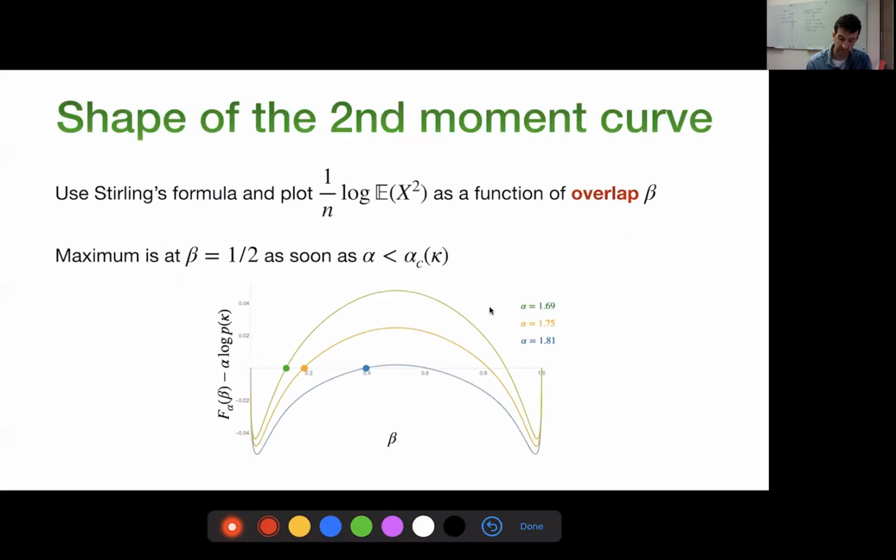This is showing the second moment works in a picture. This is the plot of 1/m log expected number of pairs of satisfying assignments, solutions, as a function of the overlap of the two solutions. So beta is the overlap, like 1/2 is uncorrelated here. And as usual with the second moment argument, the second moment will work if the maximum is achieved at 1/2.